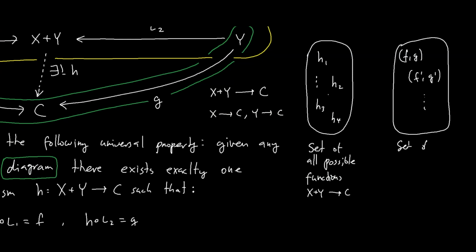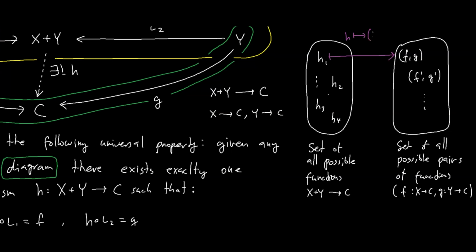So it's the set of all possible pairs of functions where the first in the pair is a function from x to c, and the second one is a function from y to c. We've got this obvious mapping from the left side to the right side. We've got this mapping that maps an h to the pair h composed with iota 1 and h composed with iota 2, right? Every h here will produce certain f and g by just composing that h with iota 1 and iota 2.